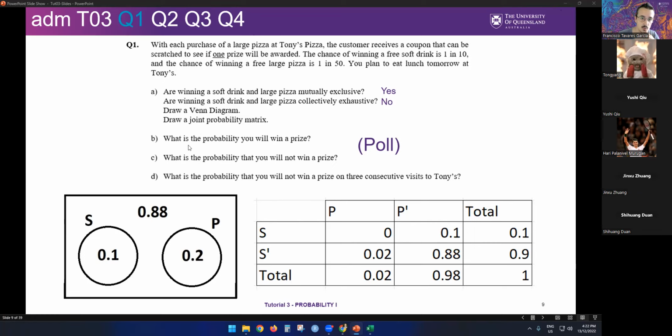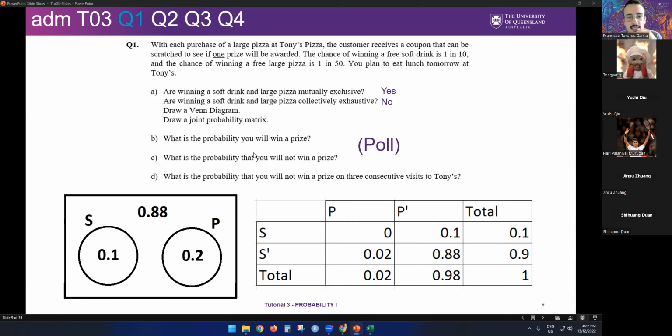Let's go then. Question B, what is the probability you win a prize? What is the probability that you will not win a prize? I'm launching the second poll. And finally, what is the probability that you will not win a prize on 3 consecutive visits to Tony's? Let's see how it goes. I have one answer. Someone was very quick.